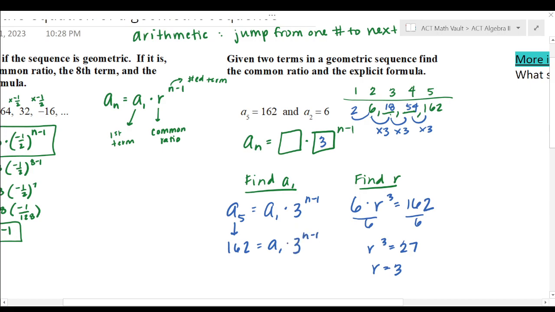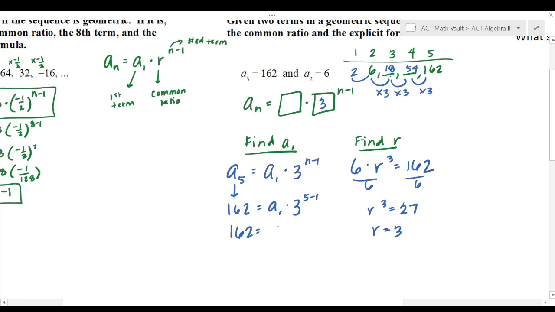So a sub 1 times 3 to the n minus 1. I can think about how the left side could equal the right side. We have to remember that this n is 5. Remember the n's match? So it's like 162 equals a sub 1 times 3 to the 4th. And 3 to the 4th is 81. 162 equals a sub 1 times 81. So a sub 1 must be 2. There it is, 2. Okay. 2 up here. We did know that. So the final equation is 2 times 3 to the n minus 1.